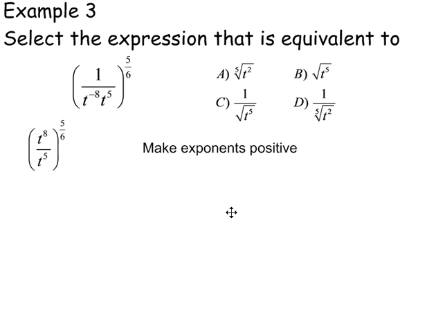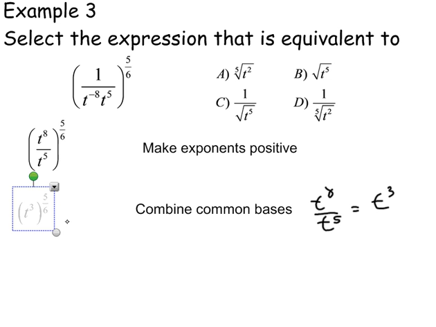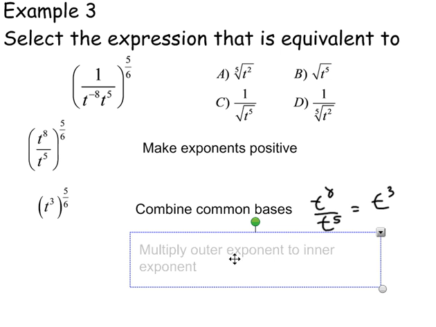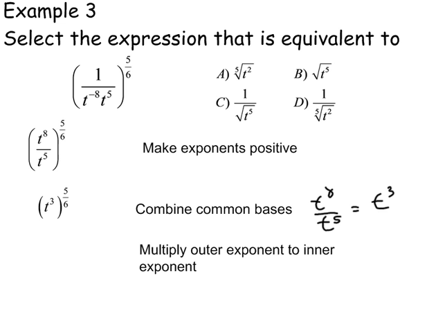Okay, now you want to combine the common bases. So you got t to the 8th over t to the 5th, which is equal to t to the third. So you get t to the third raised to the 5 over 6. Okay, now you want to multiply the outer exponent to the inner exponent. So you're multiplying 3 by 5 over 6.